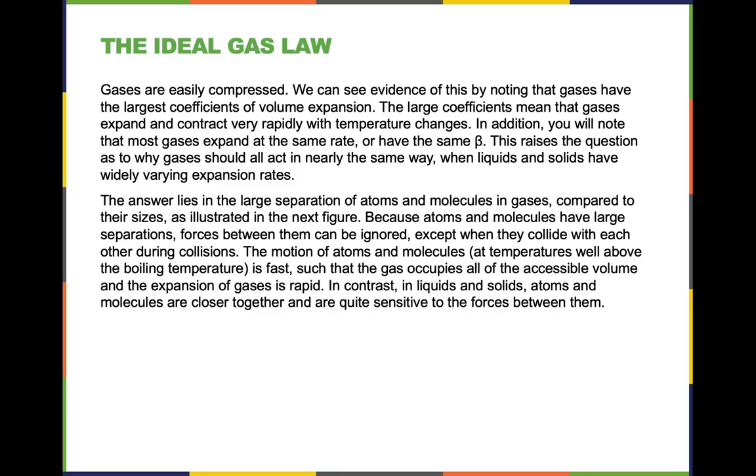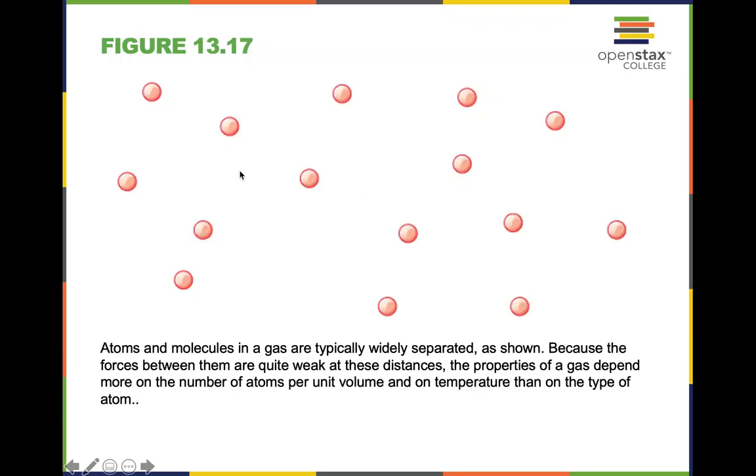The answer lies in the large separation of atoms and molecules in gases compared to their sizes, as illustrated in the next figure. Because atoms and molecules have large separations, forces between them can be ignored, except during collisions with each other. The motion of atoms and molecules at temperatures well above the boiling point is fast, such that gas occupies all of the accessible volume and the expansion of gas is rapid. In contrast, in liquids and solids, atoms and molecules are closer together and are quite sensitive to the forces between them. So here you see a representation of gases.